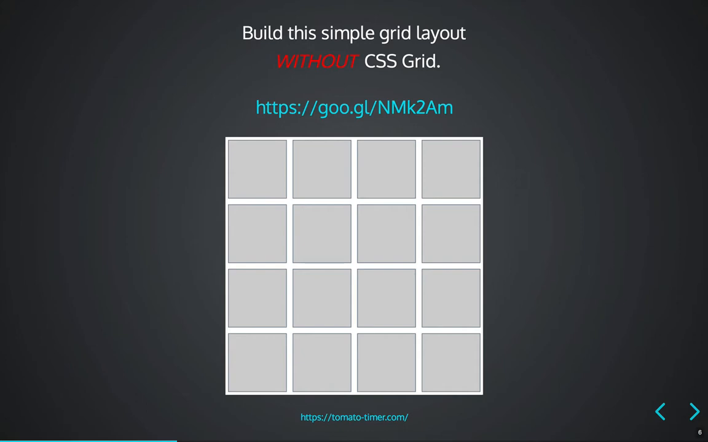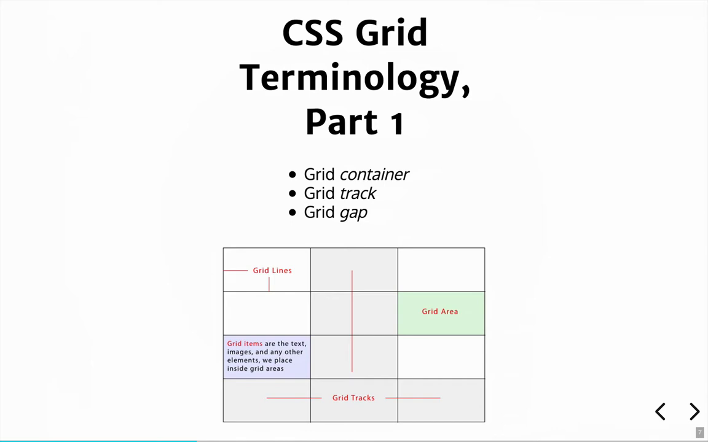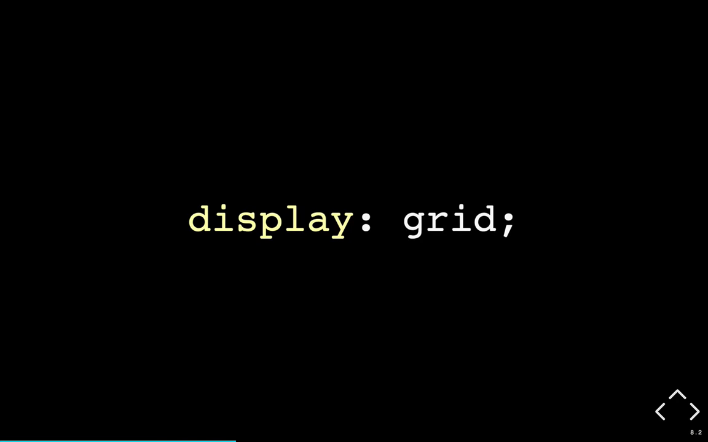But we're going to move on to CSS Grid terminology part 1, and we'll circle back to that example. We're going to talk right now about grid container, grid track, and grid gap. This is CSS Grid terminology part 1. The grid container is the parent element that is defined by display grid. So put display grid on the container, just like that. You can do that on the example. If you erase all the code in your example and put display grid on the container, we'll move on to the next step.